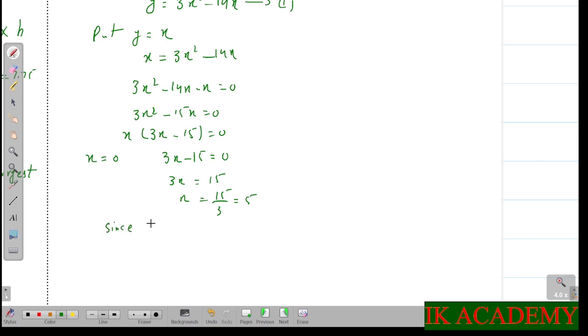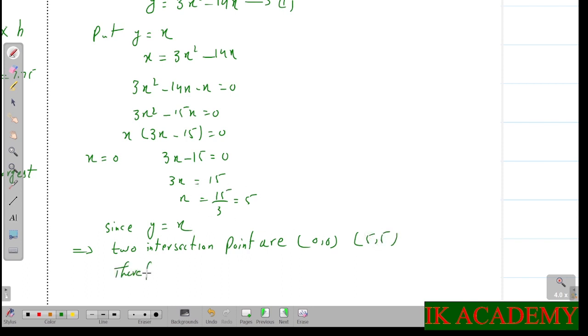Since y is equal to x, it implies two intersection points. Here x and y remain the same, so x and y are 0, 0, and here we have x is equal to 5, so y will also be equal to 5. So the two intersection points are (0, 0) and (5, 5). So the value of a is 5, therefore a is equal to 5 as required. Let's move to the next question.